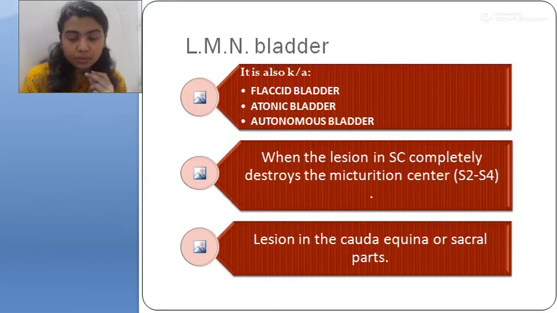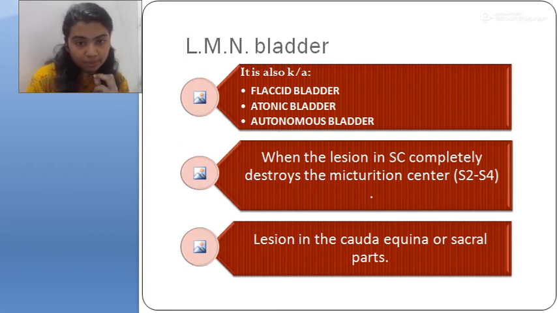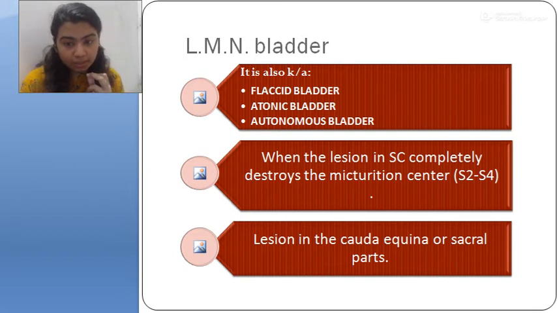LMN bladder. It is also known as flaccid bladder, atonic bladder, and the autonomous bladder. When the lesion is below the micturition center, or it completely destroys the level of S2 to S4, then it will be the LMN type of bladder. The lesion is in the cauda equina or the sacral parts.